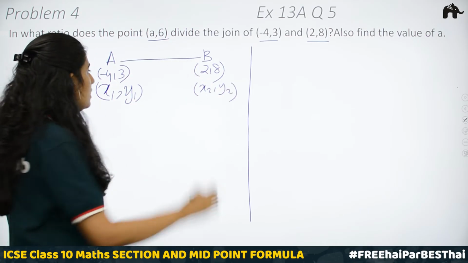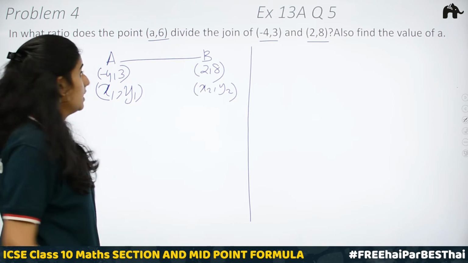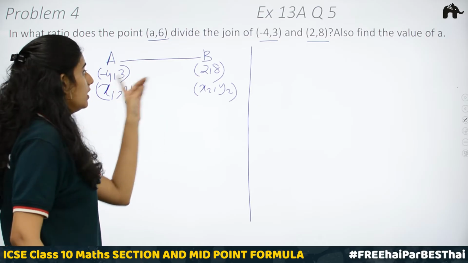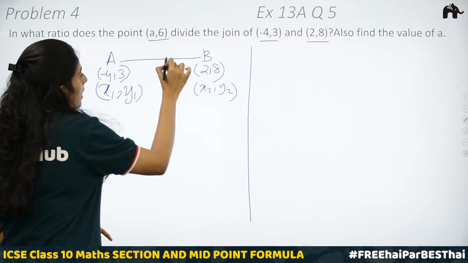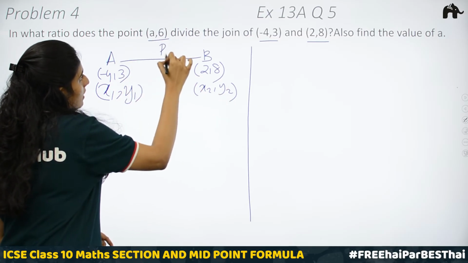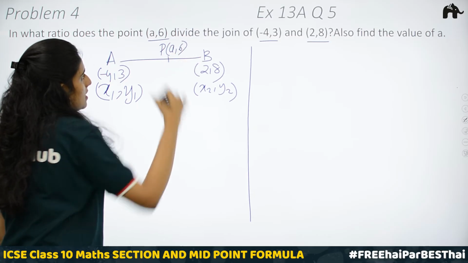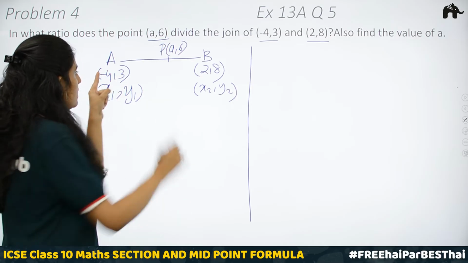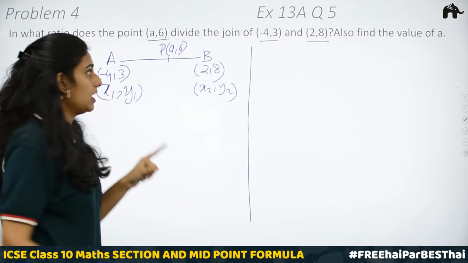Joining the line, connecting points A and B. Here a point P divides this line joining A and B. The coordinates of point P are given as (a, 6). We need to find the ratio in which this point divides the line joining AB. We don't know the ratio.